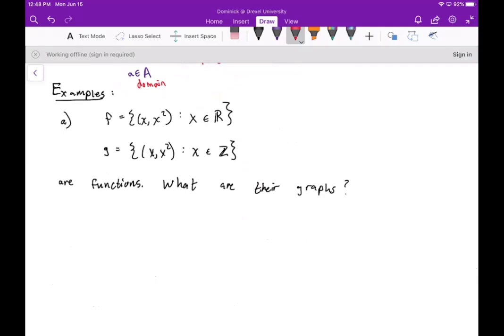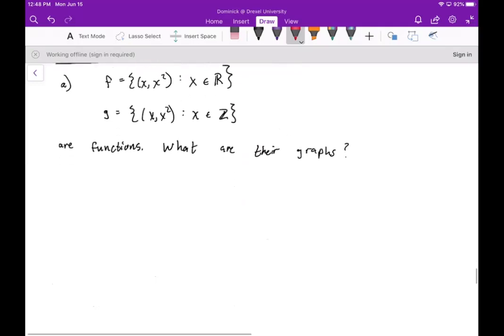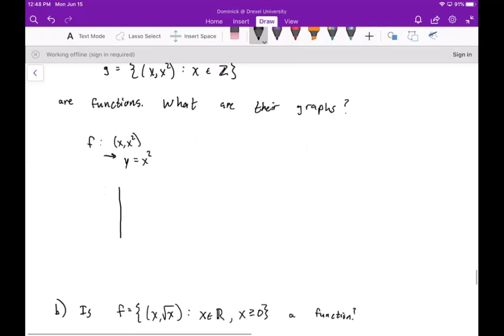Okay, now let's look at an example. Both F and G here are functions. We have F is all the ordered pairs (X, X squared), such that X is a real number. And G is the same thing, except X is an integer. And these are both functions, but what do their graphs look like? Well, F is all the ordered pairs (X, X squared), which another way you can think of this is that this is just Y equals X squared. And of course, we all know what this graph looks like. It looks something like this.